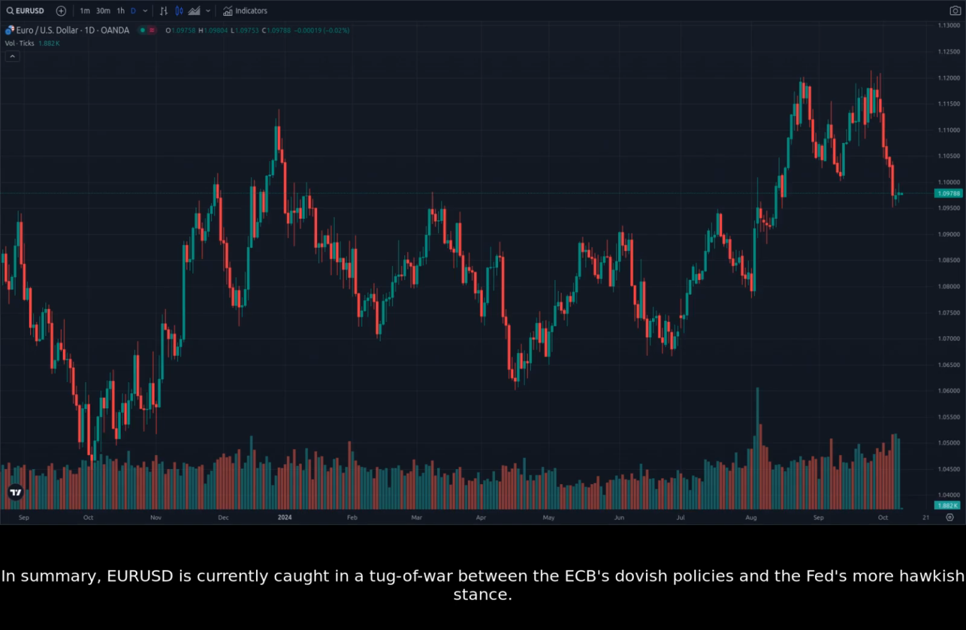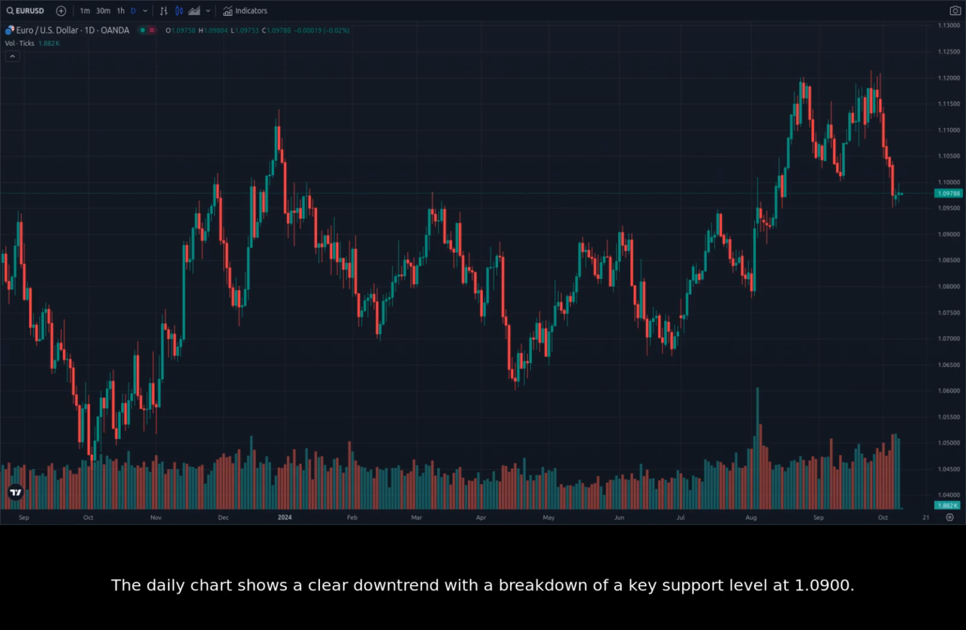In summary, EURUSD is currently caught in a tug-of-war between the ECB's dovish policies and the Fed's more hawkish stance. The daily chart shows a clear downtrend with a breakdown of a key support level at 1.0900. However, there's a significant resistance level at 1.0700, which could act as a potential floor for EURUSD.